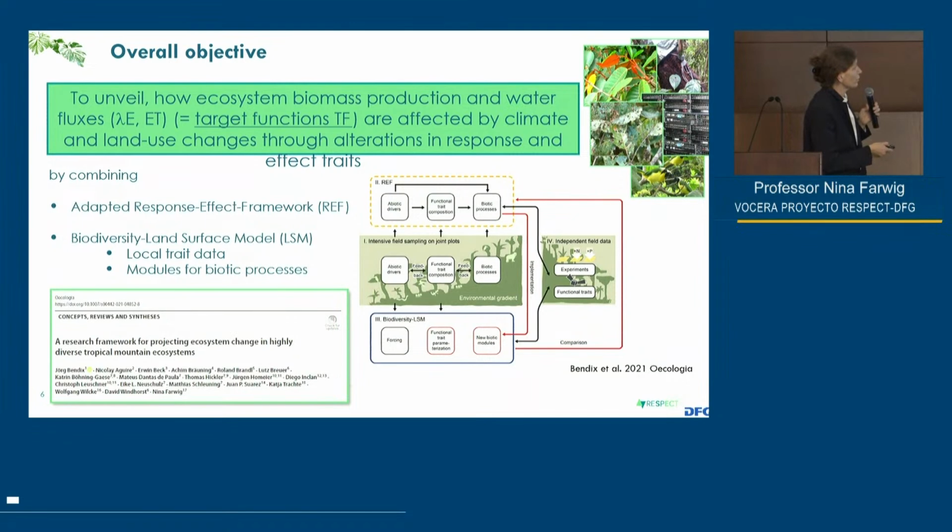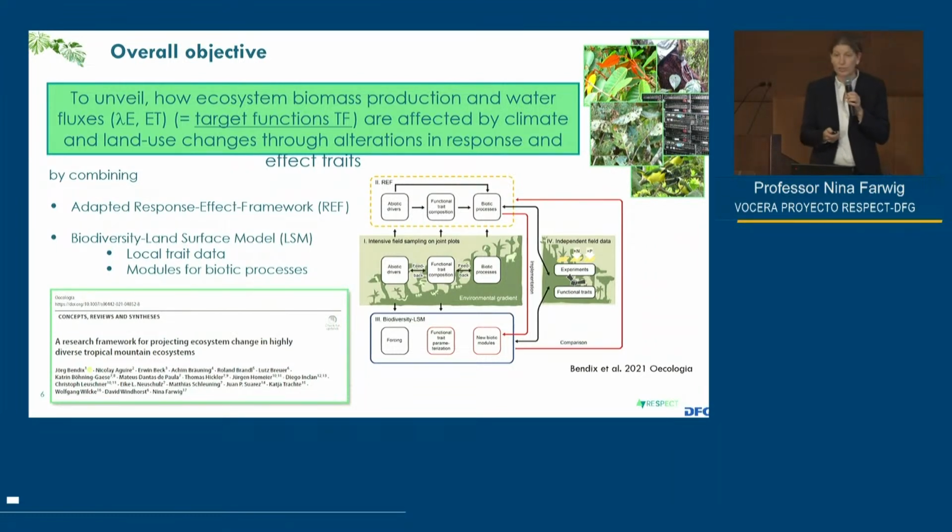First of all, we collect intensive field data on joint plots. We use these field data both on abiotics, biotics, and interactions in the response effect framework. We then use these data and also what we've learned here in a biodiversity land surface model. And we do have, due to the long research that has taken place here, also independent field data to assess how good our models project what we see in the field.